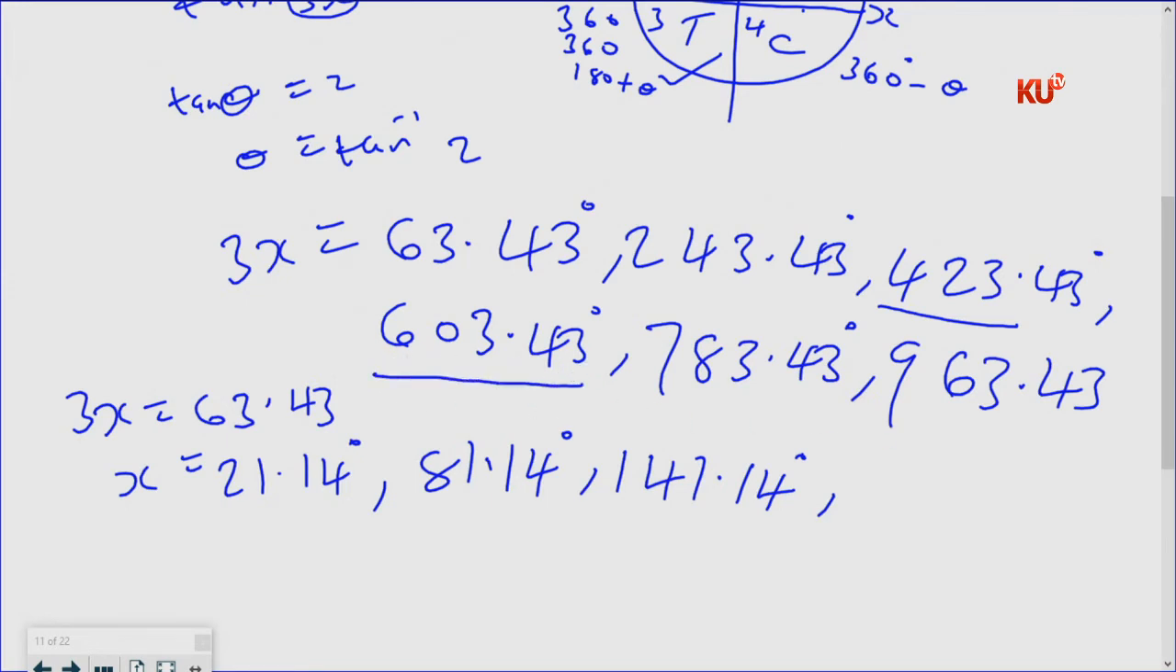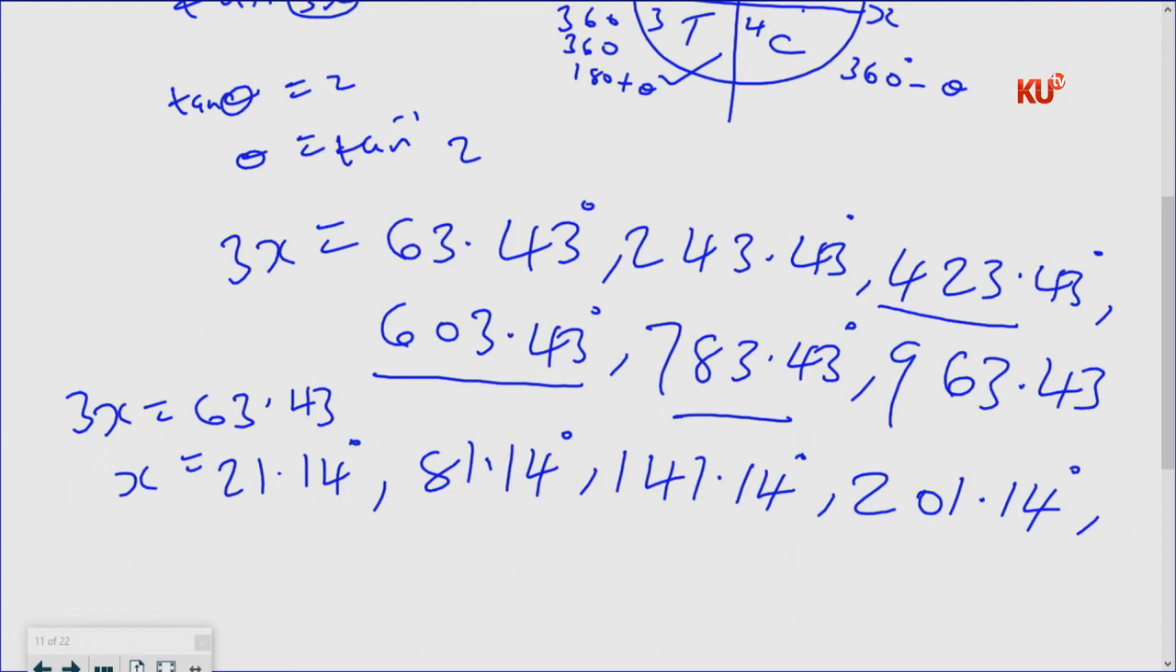So you'll have 603.43 divided by 3. I hope you know where this 3 is coming from. It's because of that 3 there. So divide by 3, you'll get 201.14 degrees. What about this one here?